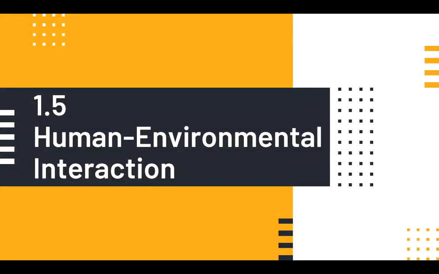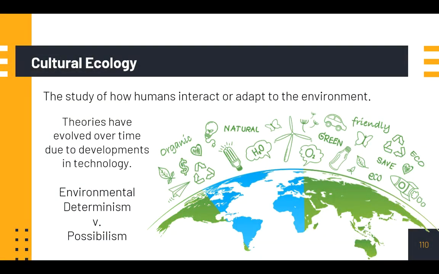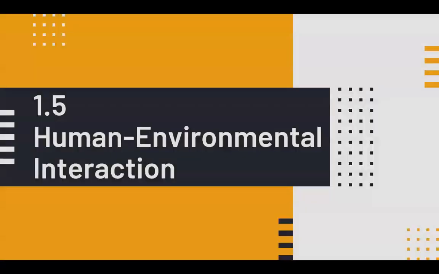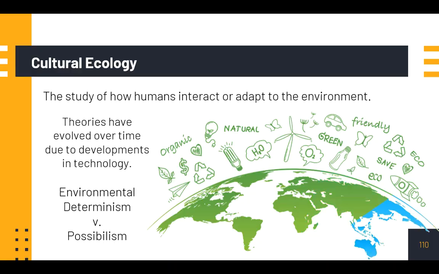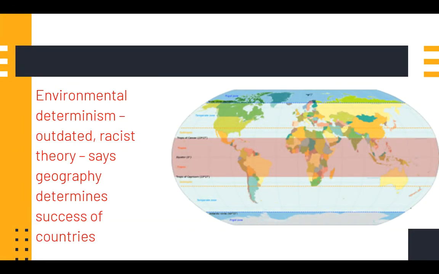I'm not saying this is easier, but at least this is something that I understand a little better. And notice I didn't have any good questions for the last part, so that means this can't be that important. All right, so the topic here is human environmental interaction. Okay, that's the topic. So I need you to write this down.